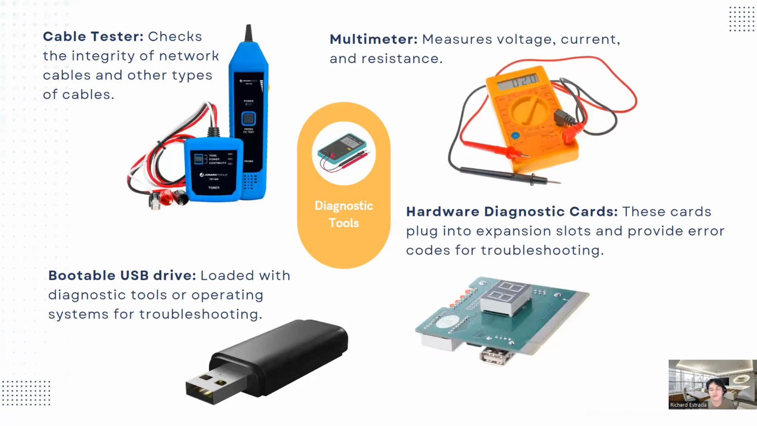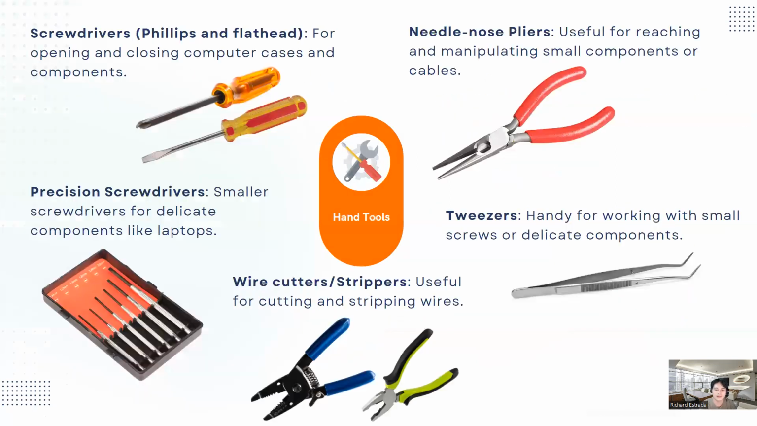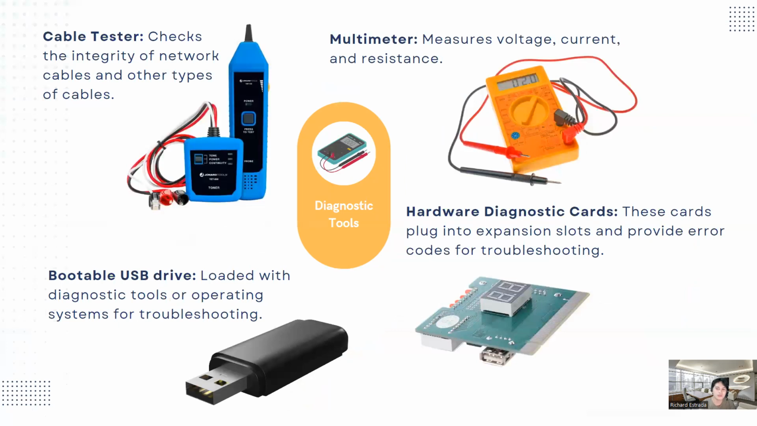And then we also have diagnostic tools. So aside from hand tools and cleaning tools, we have diagnostic tools. This is a cable tester. It checks the integrity of network cables and other types of cables. We also have a multimeter. It measures the voltage. We also have hardware diagnostic cards. These cards plug into expansion slots and provide error codes for troubleshooting. We also have a bootable USB drive, loaded with diagnostic tools or operating systems for troubleshooting.